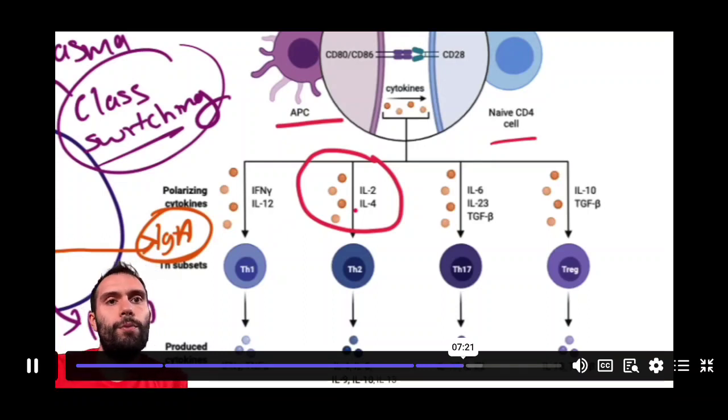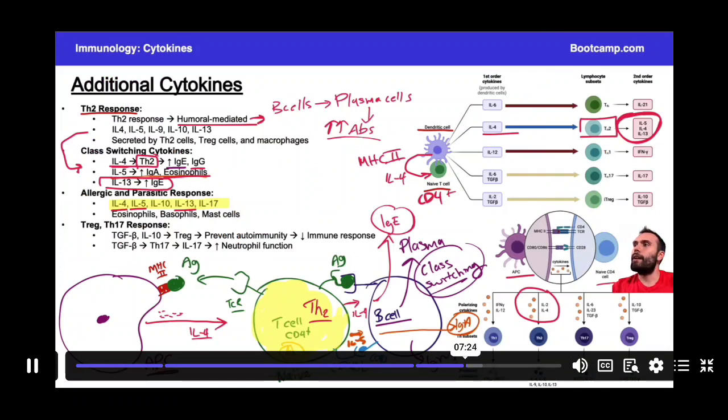So think of interleukin 4 kind of as the interleukin 12 equivalent of the T helper 2 response. Okay, and the last thing I want to talk about here is going to be the Tregs and the T helper 17 response. We're not going to go into too much detail on this. We're just talking high yield, high level overview.